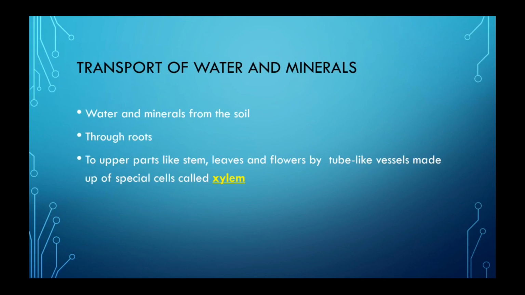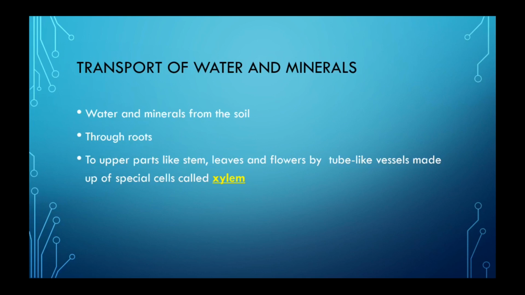Let us start the first topic, transport of water and minerals. Water and minerals, as you know, are transported from the soil to the roots, and from the roots to the adjacent cells. From the adjacent cells they reach the stem, and from the stem they reach the leaves, flowers, and fruits. So we can say that from the stem it reaches the upper parts of the plant.